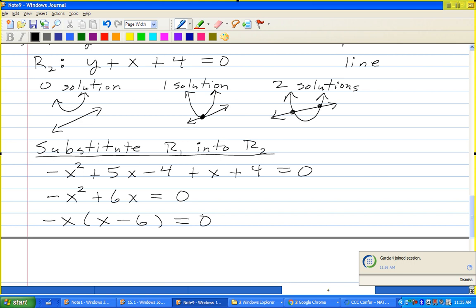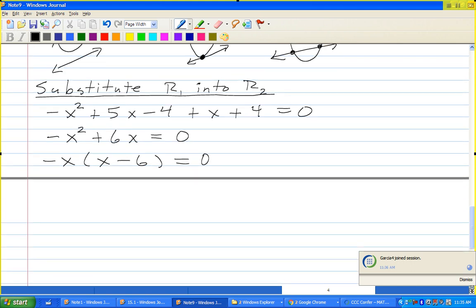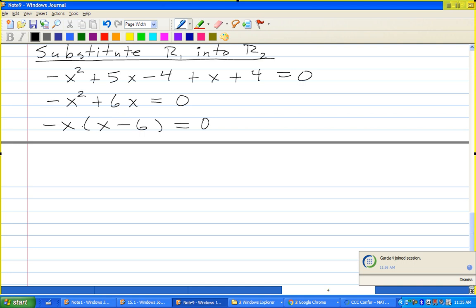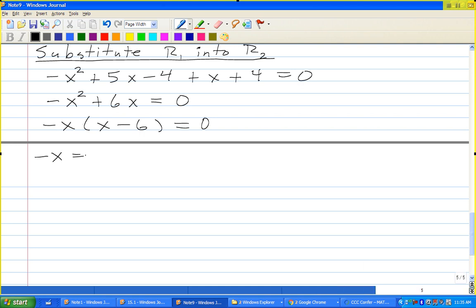So again, let me use the fact that this has characteristic 0. And so by the zero factor property, I have that minus x equals 0, or x minus 6 is 0. Divide by -1. Add 6. And so x is 0, or x is 6.